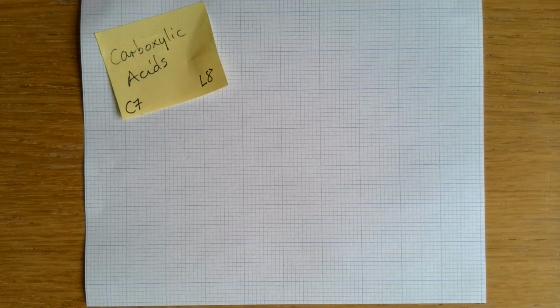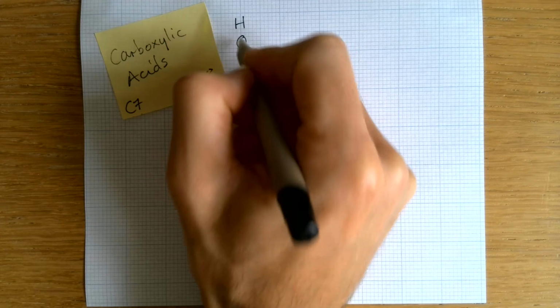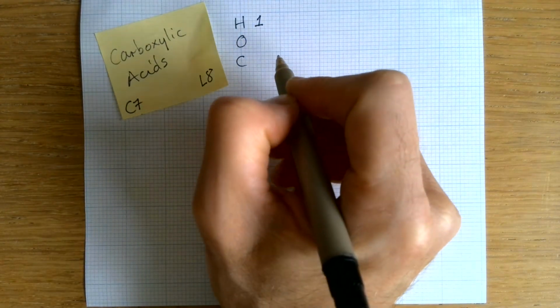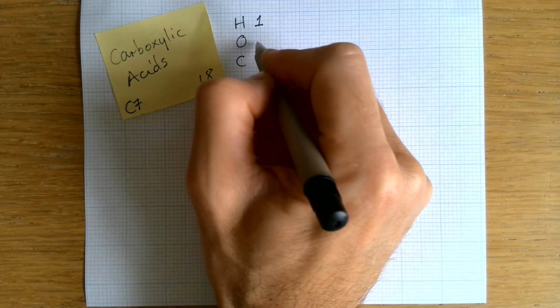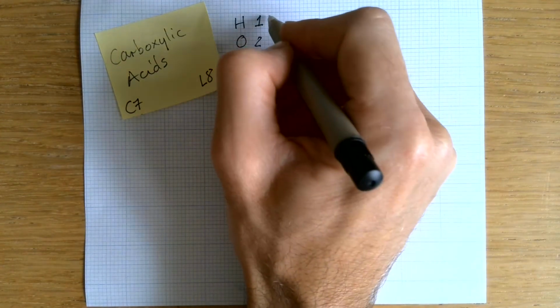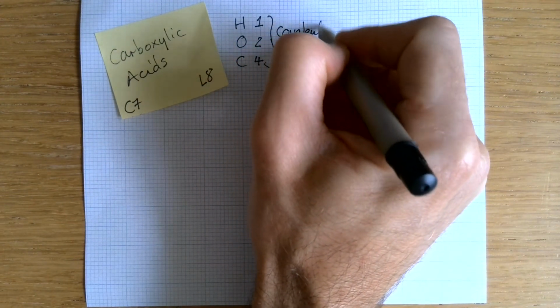Okay, here's your overview for carboxylic acids. Quick reminder then of the number of covalent bonds that we'll find in hydrogen, oxygen and carbon. So hydrogen can form one covalent bond with other atoms, oxygen can form two, and carbons can form up to four. Quick reminder, we're talking about covalent bonds.